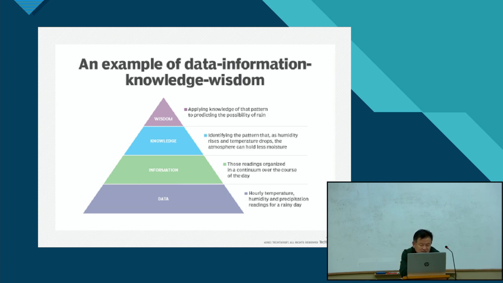The low level is data. And data becomes information by processing. And information becomes knowledge. And knowledge becomes wisdom. So knowledge and wisdom are, some books say, the decision-making process, the decision-making concept.